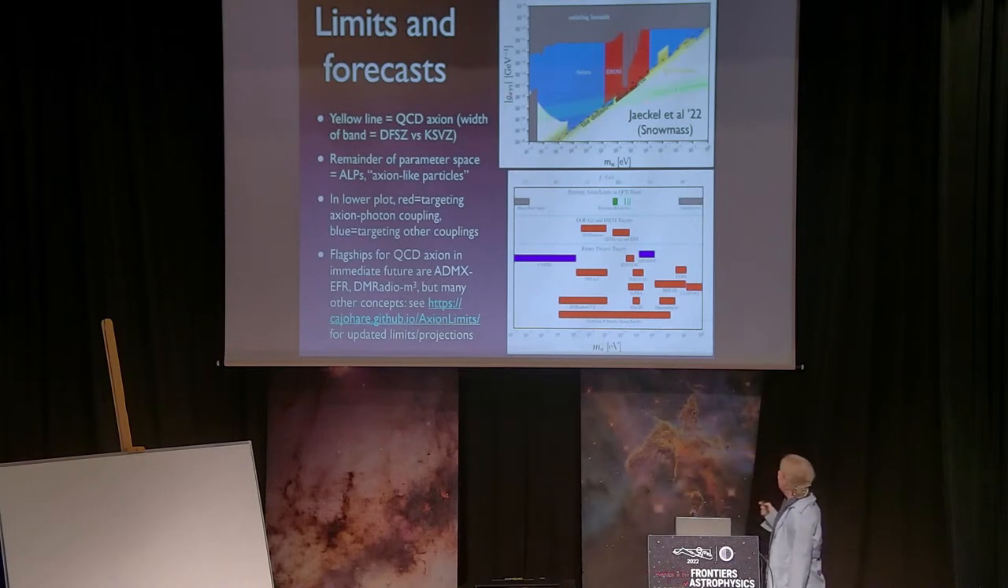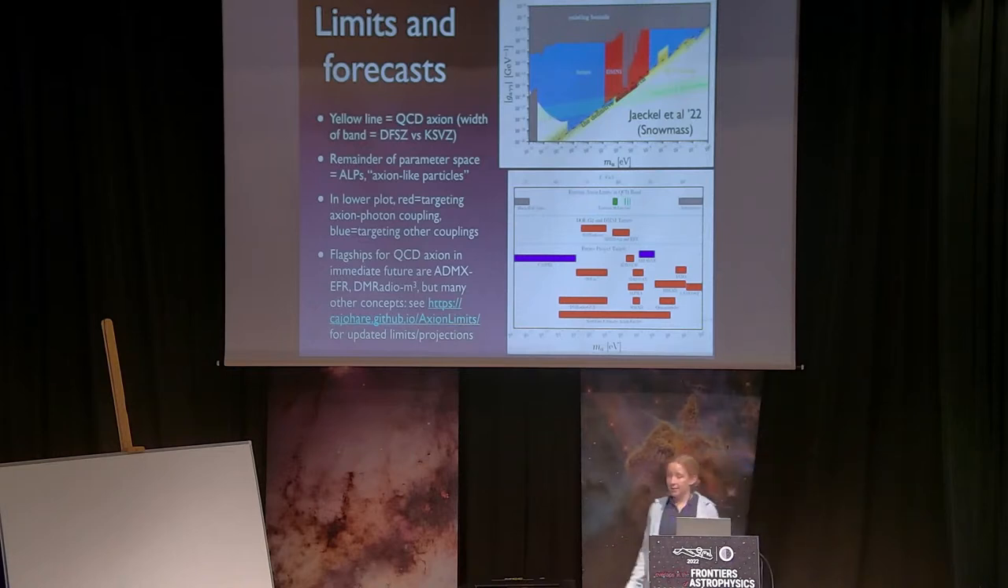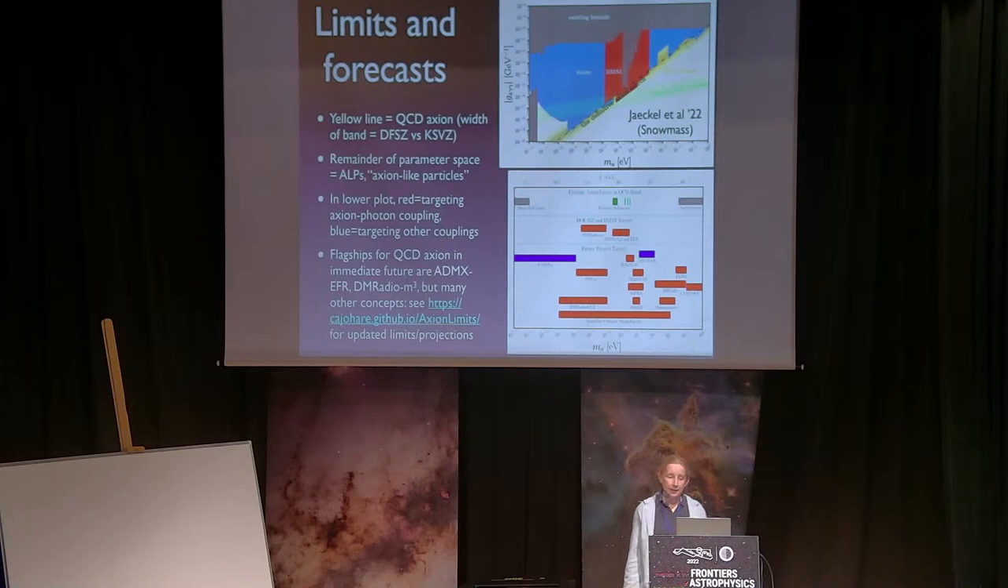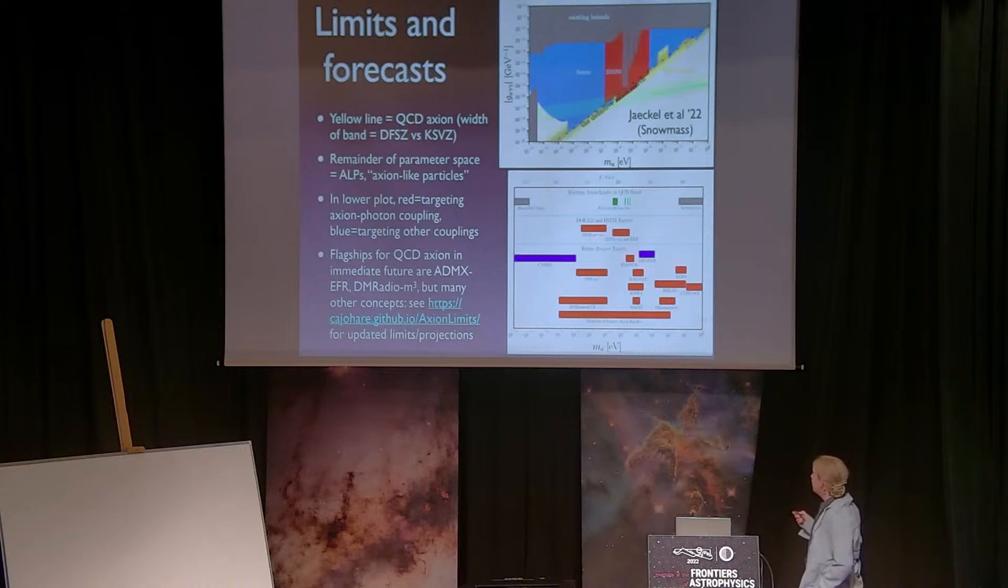It's also worth noting, you might say, okay, why is the plot drawn like this? If we just want to go after the QCD axion, what's all this other space? So the rest of the space is often called axion-like particles, by which we mean essentially a pseudoscalar that has a coupling to the standard model photon that works like the axion, but is not necessarily connected to the strong CP problem.